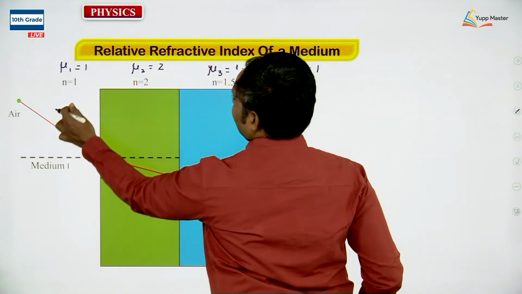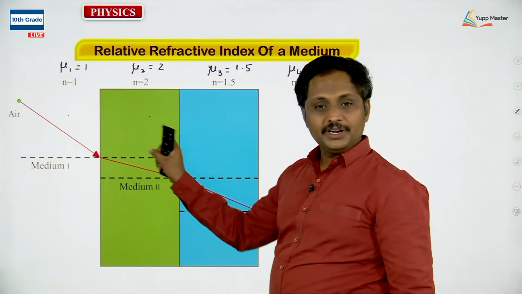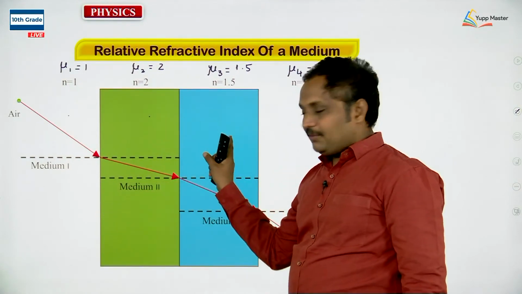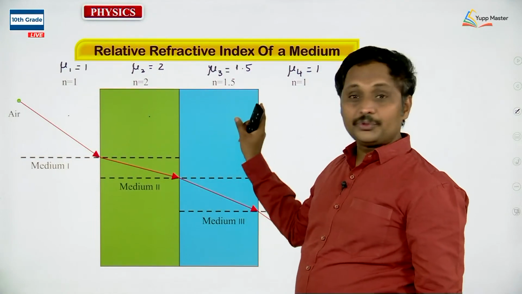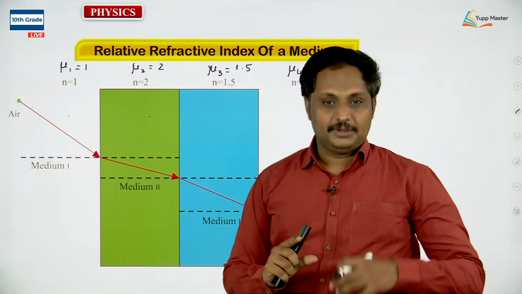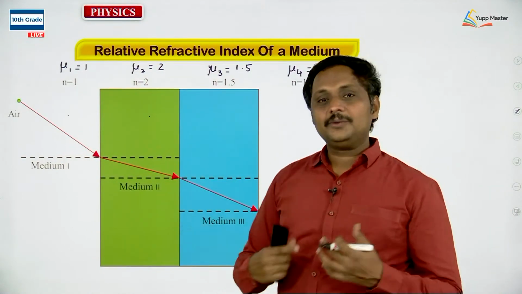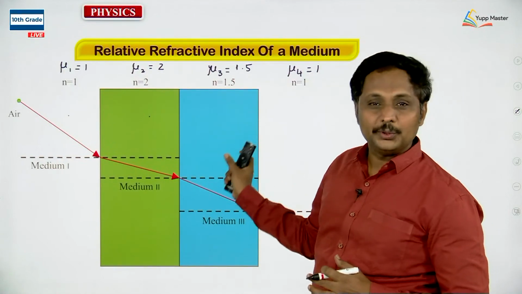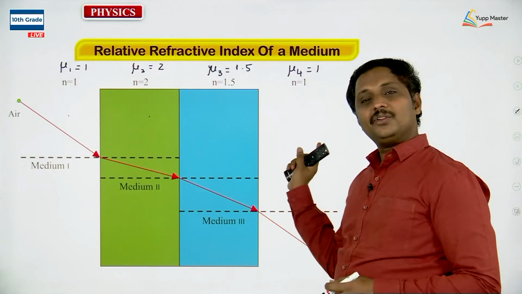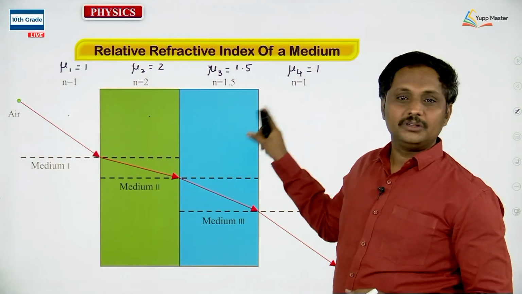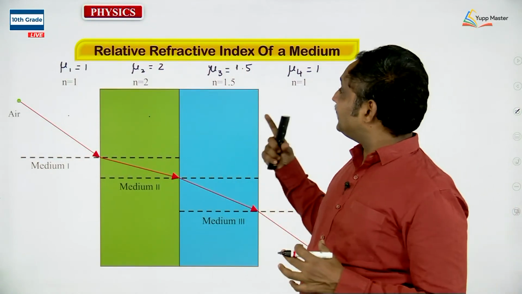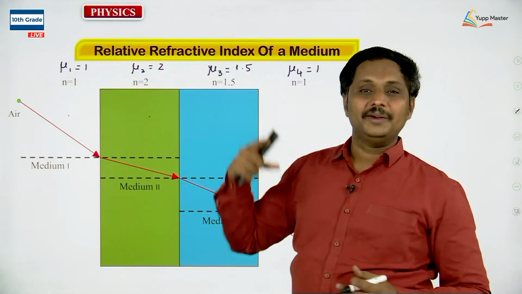You can take the first one and second one and calculate the refractive index, and then the second one and third one, calculating the refractive index of the third medium with respect to the second medium. That is relative refractive index. Is it possible to calculate the refractive index of the third medium with respect to the second medium? Again, the refractive index of the fourth medium with respect to the third medium is also possible. So you know the phenomenon of relative refractive index of a medium.